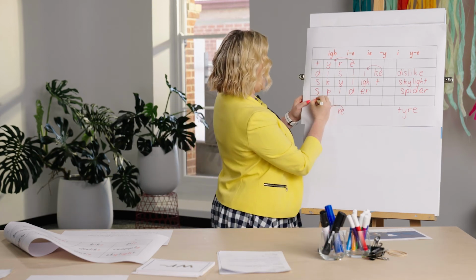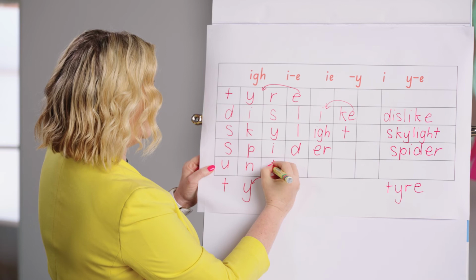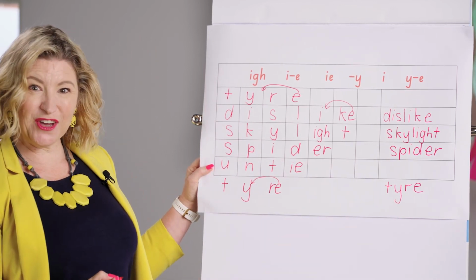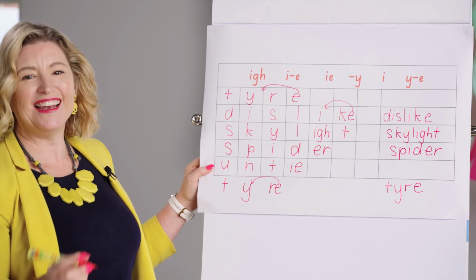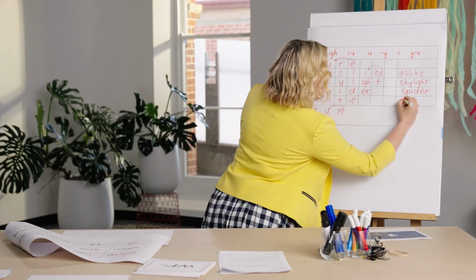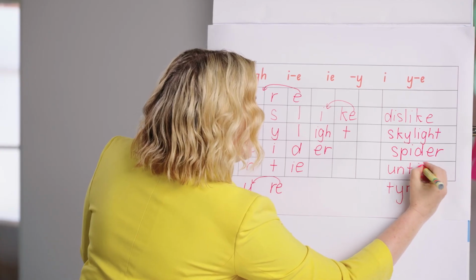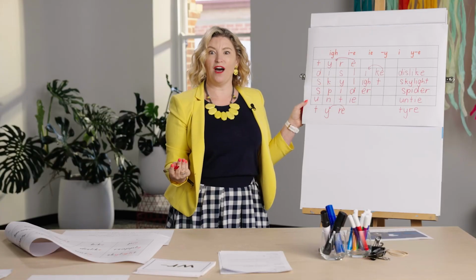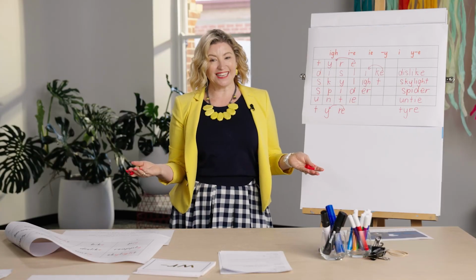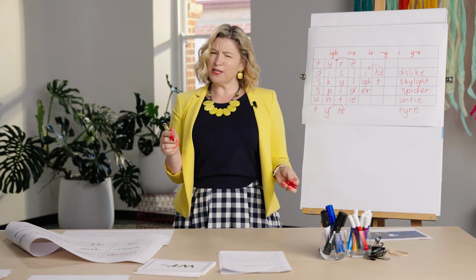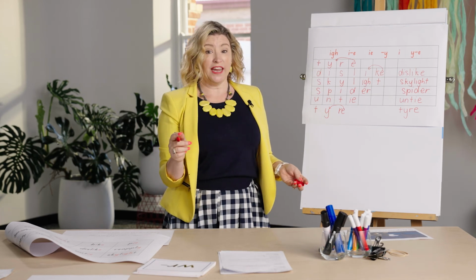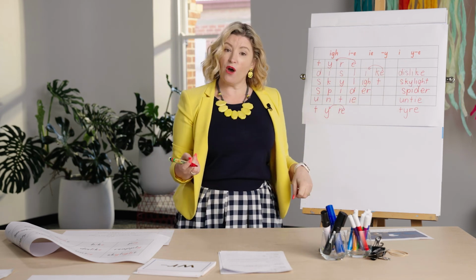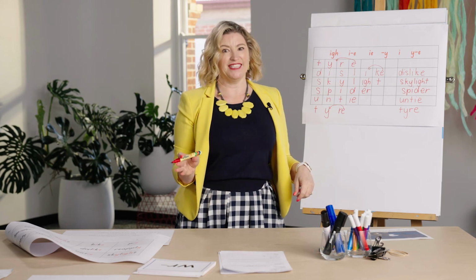Untie. I-E making I, untie. How did you go? I knew you could get it. Let's write the whole word together now. Untie. Fantastic. Guess what? You've done all the hard work already today. Let's see. What were we supposed to be doing today? We were learning to read and write words with all the different graphemes that make the long I sound. And you did that fantastically.